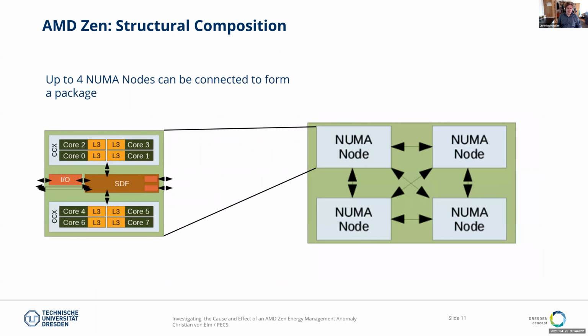On the next higher level of the design, we have a package, which in processors with more than one NUMA node, like our 32 core design, consists of up to 4 NUMA nodes being connected via the Infinity Fabric interconnect. The most important thing to take away here is that the processor consists of four NUMA nodes, which themselves consist of 8 cores.